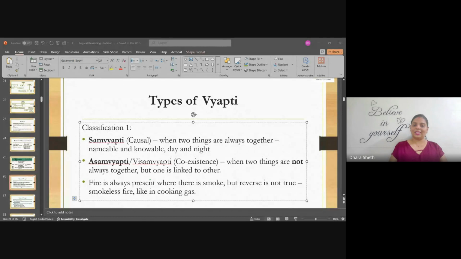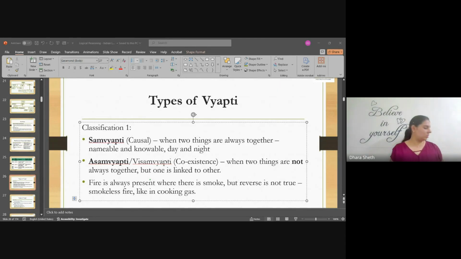So this is not parallel, like both sides. It is only one side. The cause to effect is only one side. It is not both sides, like day and night, where after day there will be night, and after night there will be day. I hope it is clear.